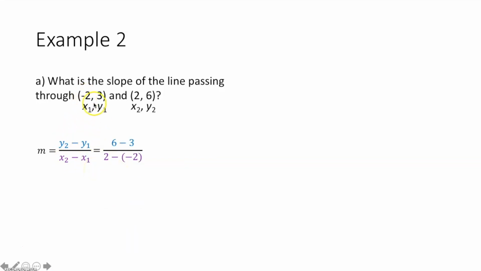Done. Now don't get fooled. When you plug in -2 for x1, it's minus -2, which turns into +2. And since 2 plus 2 equals 4 and 6 minus 3 equals 3, we have our slope as 3/4. And you're done. Easy stuff, right?